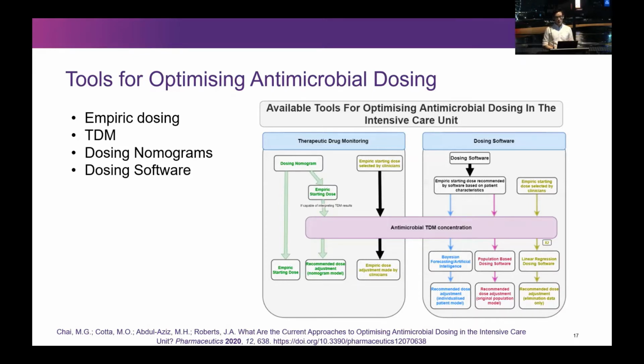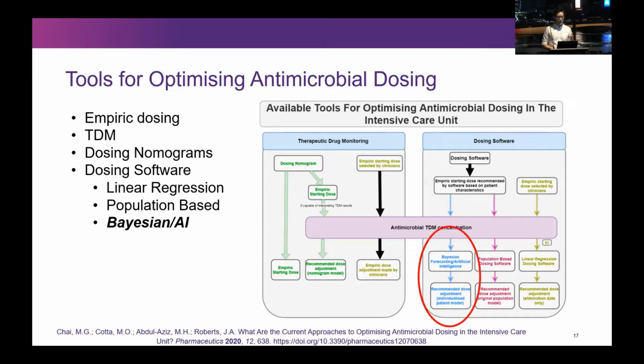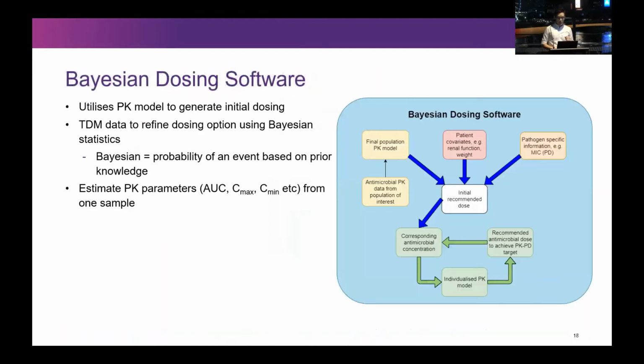I won't spend too much time covering all the different types of dosing software, but like I said before, the main ones that I'll be covering will be the Bayesian programs. So what is this mystical Bayesian dosing software program? It's essentially a software program that utilizes a pharmacokinetic model. These are models that predict the impact of various covariates or patient factors that we know will impact our antibiotic concentrations. So we're looking at things like renal function, weight, height.